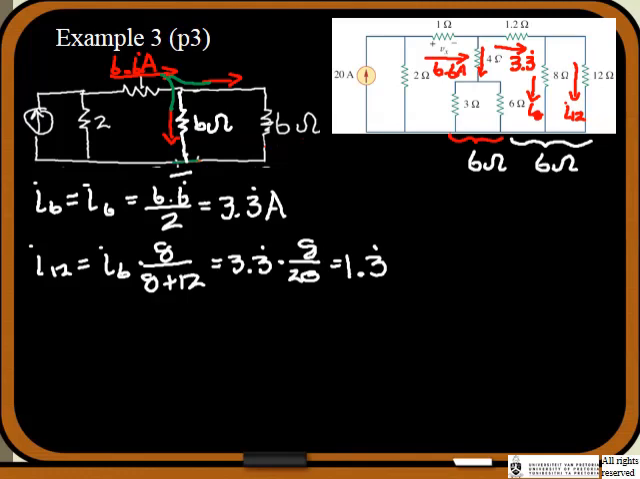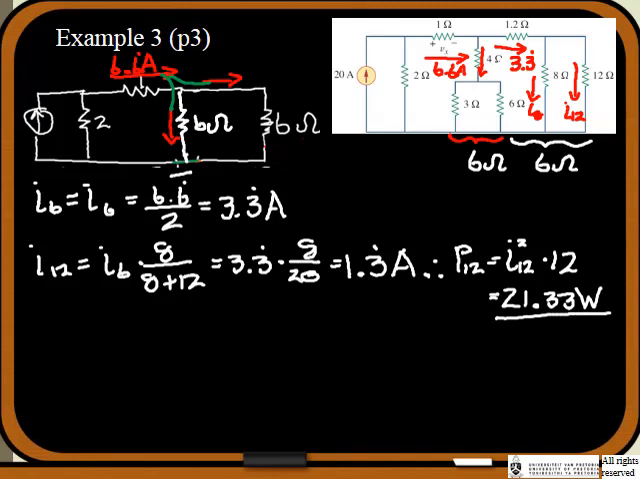1.3 repeating amps. Which means from this, I can write that P12 equals I12, the current flowing through that resistor squared, times the 12 ohms. So the 1.333 squared, and then multiplied by 12, I get 21.33 watts. Right, so that's the amount of power in that resistor. So that's the one way that we can do it.